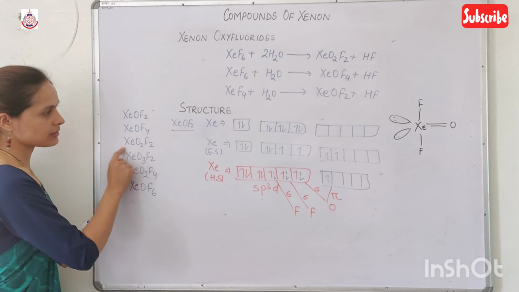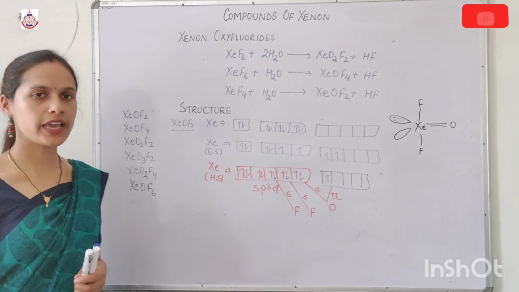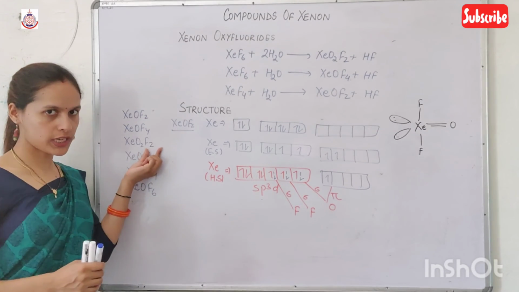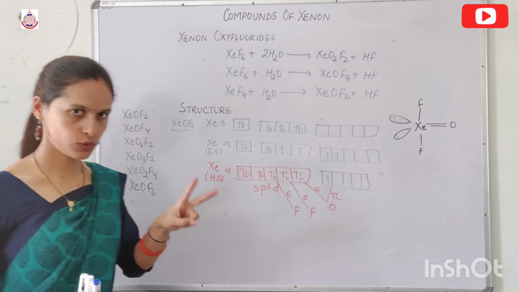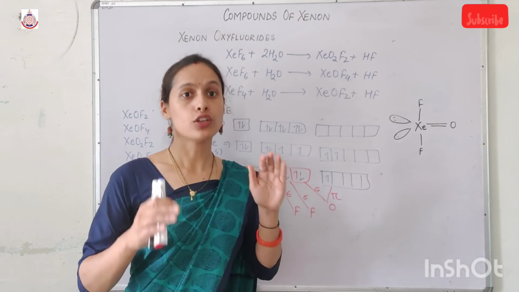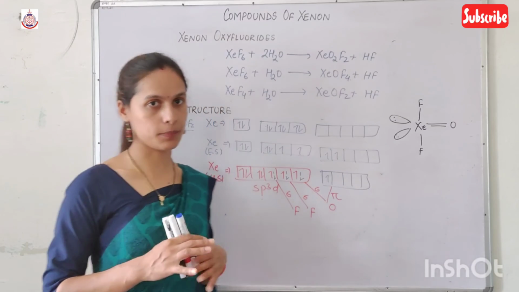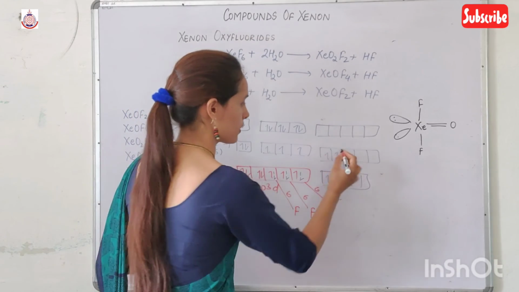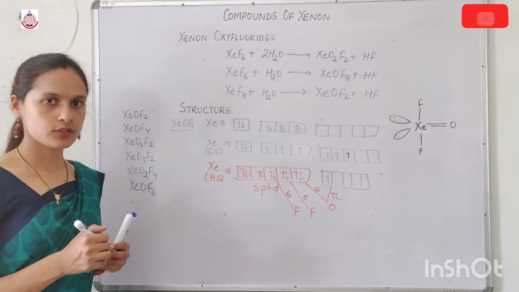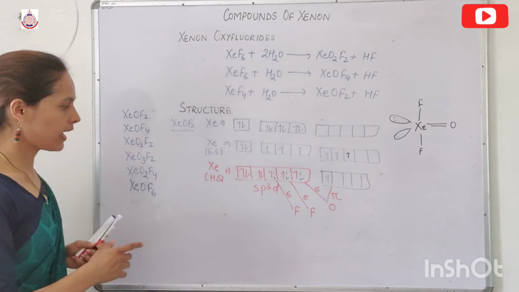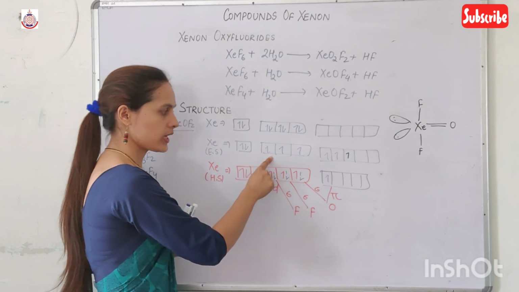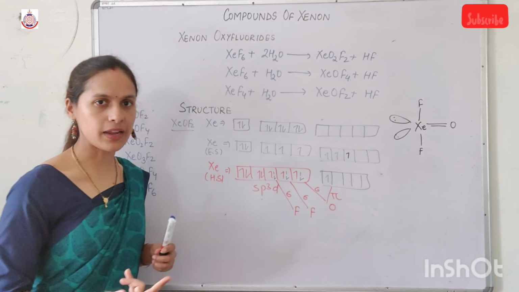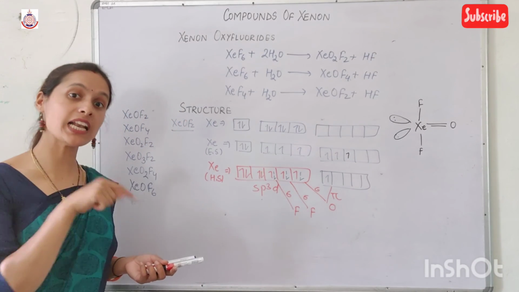Similarly, if I talk about XeO2F2, how many half-filled orbitals do I want? 2 for fluorine and 4 for oxygen. So in total I want 6 half-filled orbitals. Now out of which one fluorine, another fluorine, one oxygen, another oxygen form sigma bonds, and the remaining two form pi bonds. So the hybridization is still sp3d.